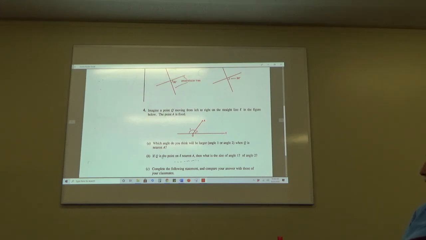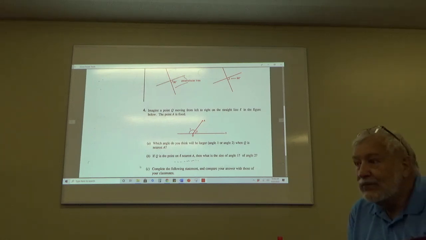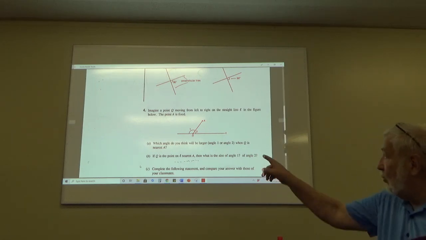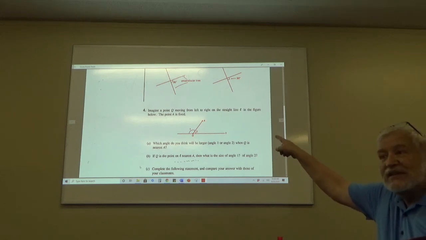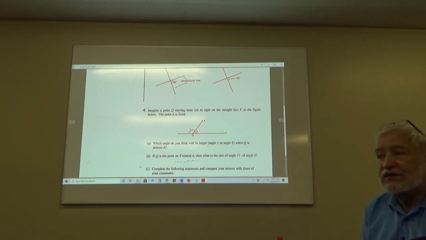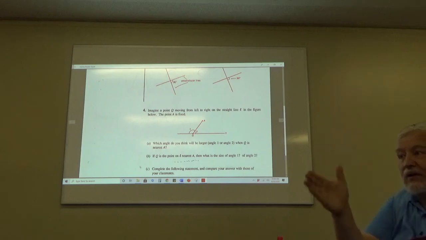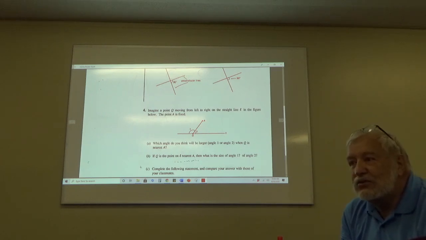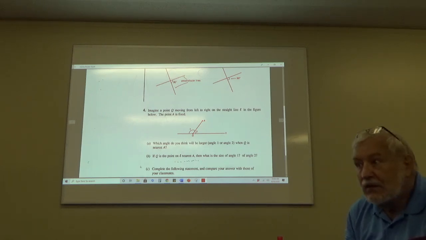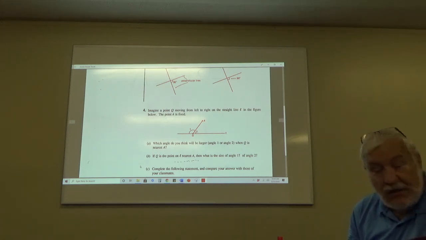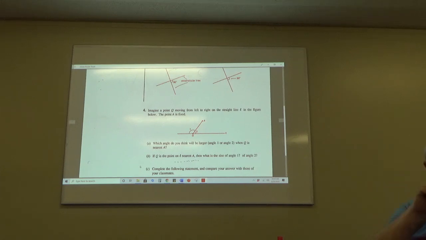If Q is the point on L nearest, then what is the size of angle 1 and angle 2? Only one person knew the answer. When Q is as close to A on line L as it can be, it's going to be directly under it. What will be the measure of the two angles? 90 degrees. Everybody agree? Does it make sense? Okay. Now we've just learned something that's going to help.